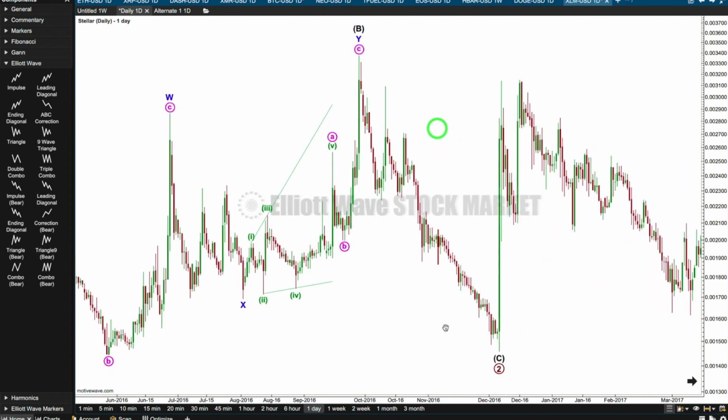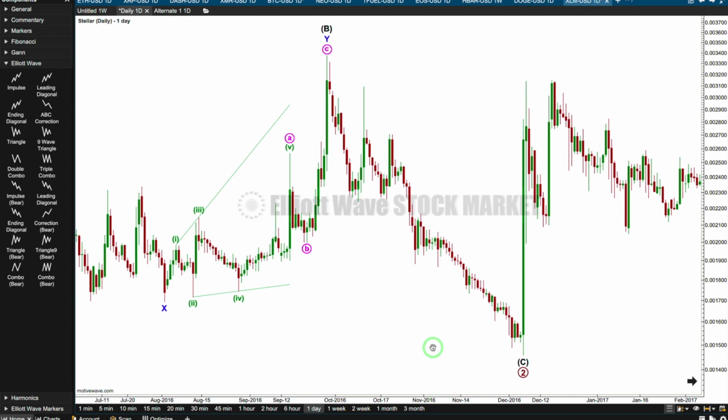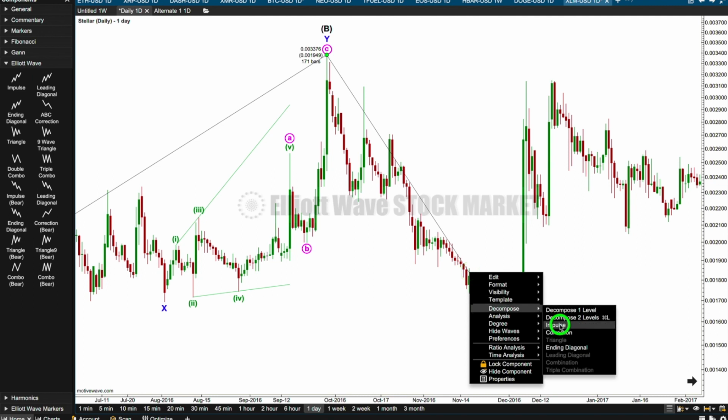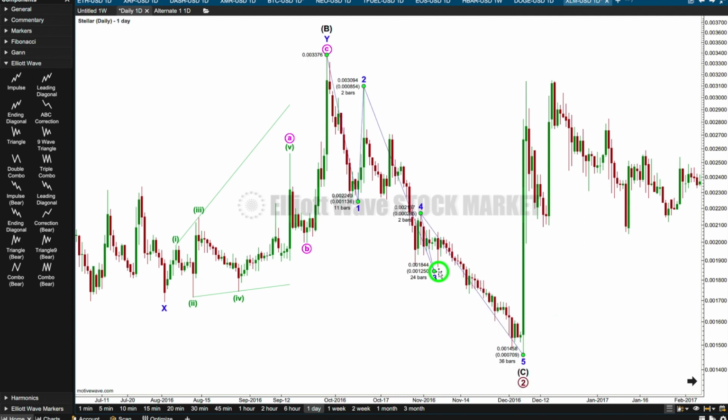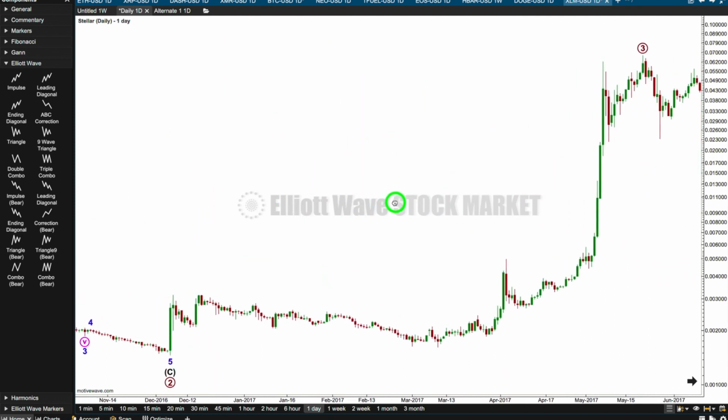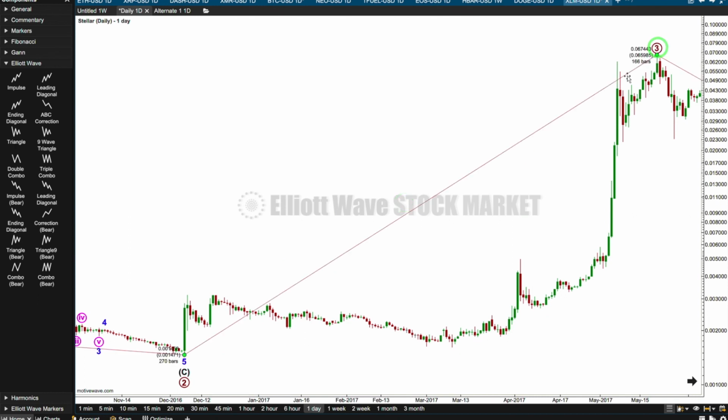Yep. And C could easily be a 5-wave structure. 2, 1, 2, 3, 4, 3, 4, extended 5, probably. Yep, that looks fine. This third wave looks pretty good.